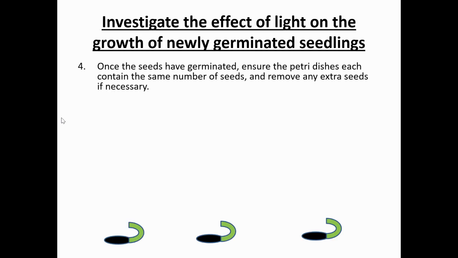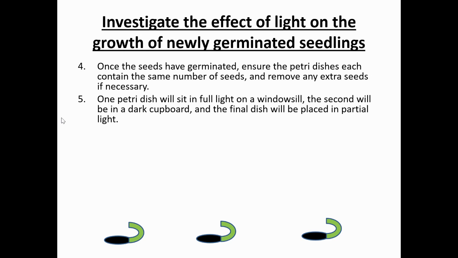Once the seeds have germinated, ensure that the petri dishes each contain the same number of seeds and remove any extra seeds if necessary. So for instance, there might only be 8 in one of them, and that means that you make sure that there are only 8 seeds in all of those.